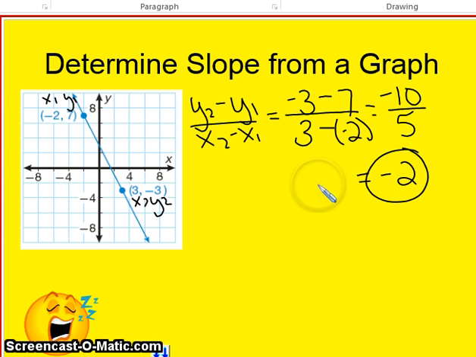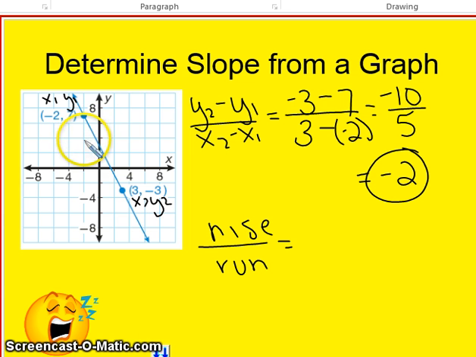Now I can always go back to counting the rise over run on the graph. So if I wanted to do it that way, rise over run, I'm going from this point to this point. When I'm counting, I always go from left to right. So my rise would be down 1, 2, 3, 4, 5, 6, 7, 8, 9, 10. So my rise would be negative 10 since I had to go down 10. And my run would be 1, 2, 3, 4, 5. So it would still be negative 10 over 5, which is still negative 2. That works out nicely, huh?